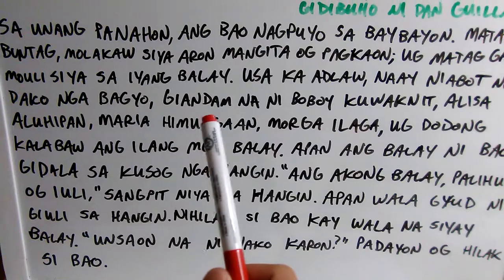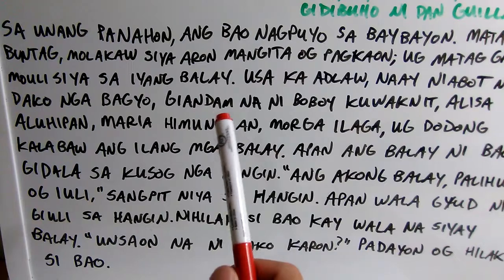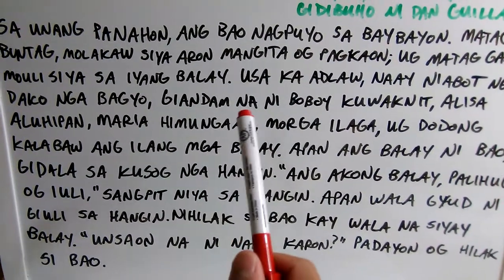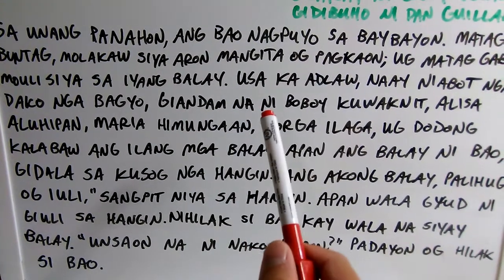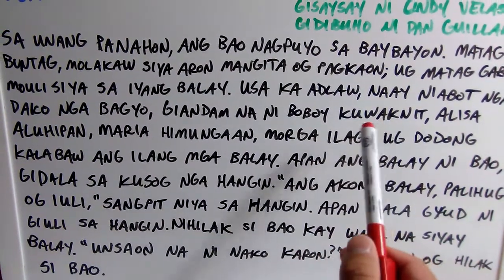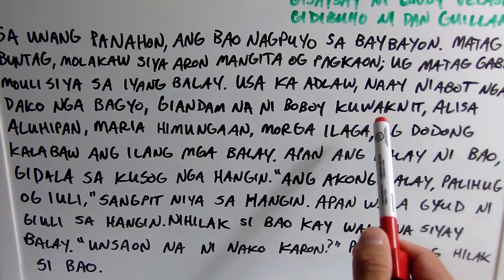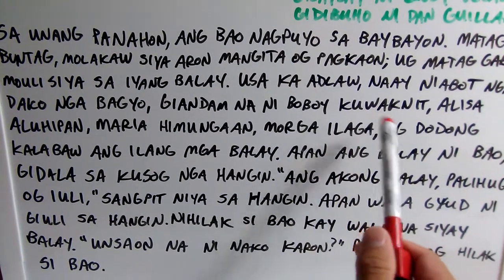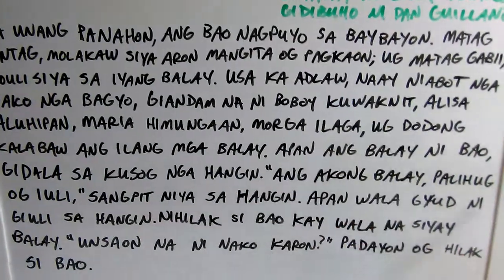So giandam, andam is the root verb meaning to prepare or to be prepared, right? So giandam means prepared or had prepared. Now we already have that enclitic particle na meaning already, so already prepared ni Boboy. Boboy is the name of this thing. So Boboy kuaknit. Kuaknit is Cebuano for bat, as in the flying animal, not a baseball bat or whatever long stick bat. So Boboy kuaknit is his name.